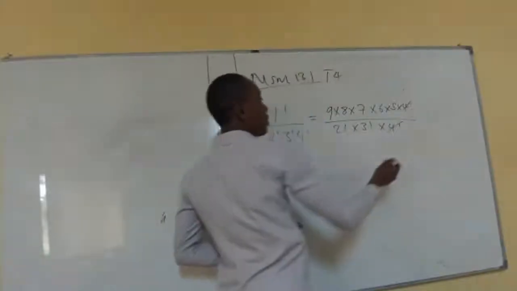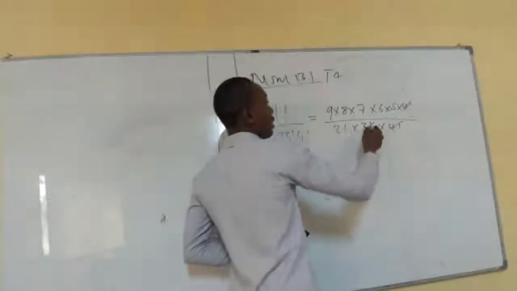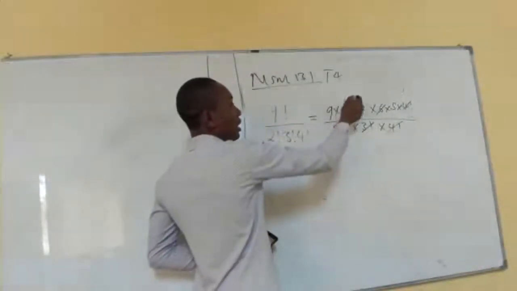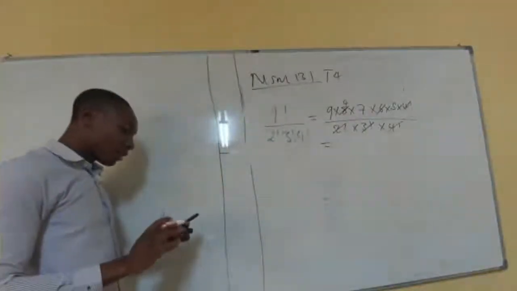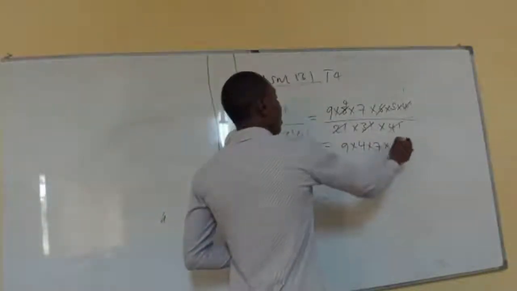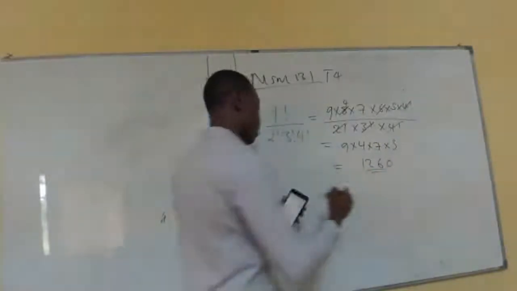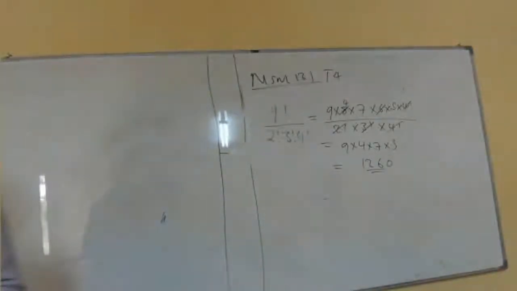So the 4 factorials will cancel. Now remember that 3 factorial is 3 times 2, which is 6. So the 3 factorial and the 6 will cancel. And 2 factorial is just 2, into 8, that's 4. So you end up having your final answer as 9 times 4 times 7 times 5, which is 1260. That becomes your final answer, 1260.